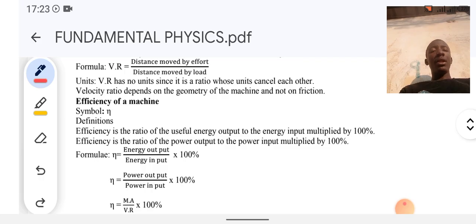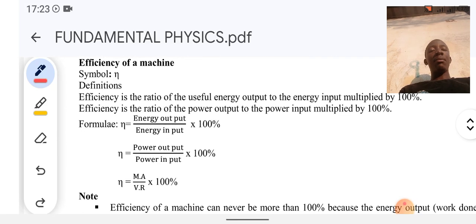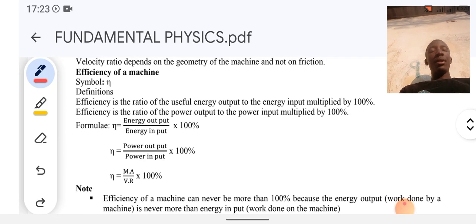The efficiency of a machine is another term you need to know under simple machines. The symbol is here for efficiency. Definition of efficiency: what is the efficiency of a machine? We simply define it as the ratio of the useful energy output to the energy input, multiplied by 100%. That's how you define the efficiency of a machine. Moving on, let's look at the formula.